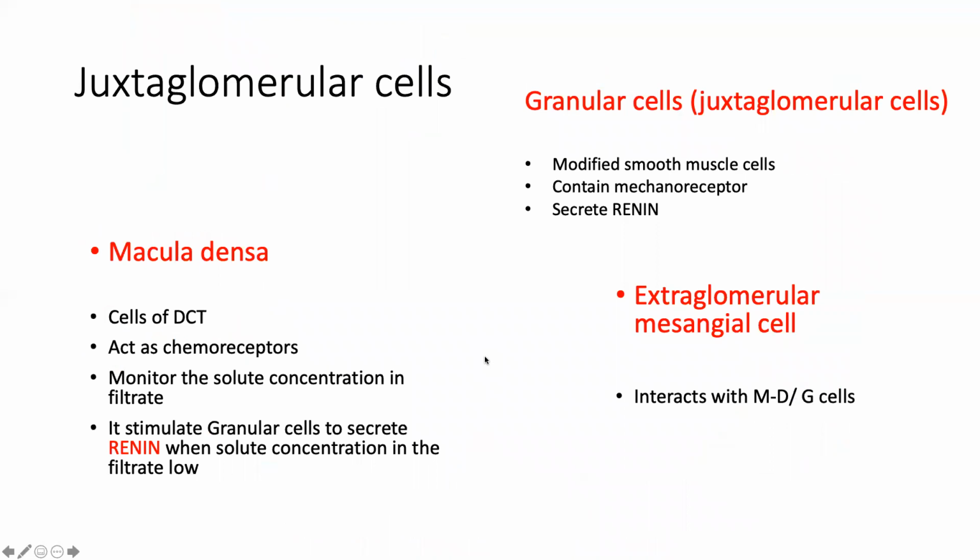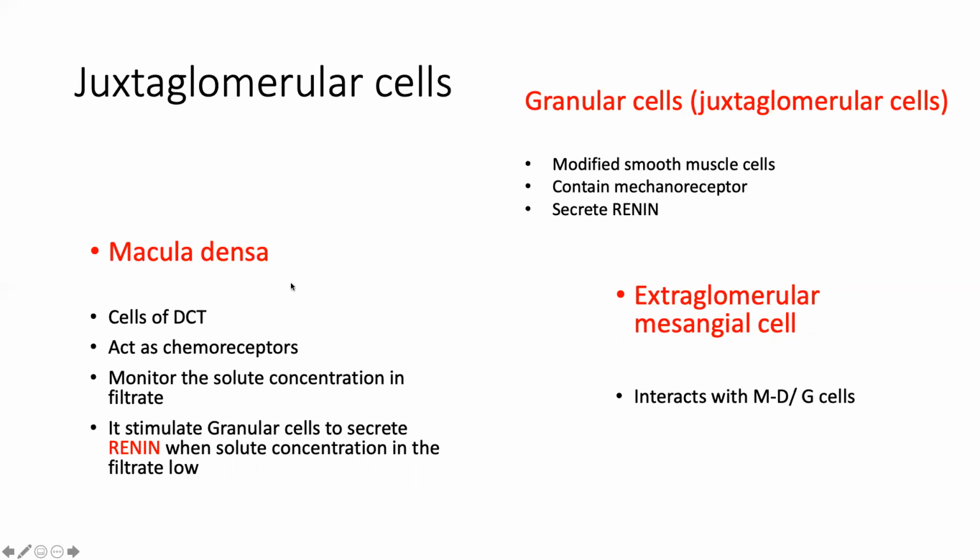Why am I talking about these? These are called juxtaglomerular cells. Juxta means close to, glomerular means glomerulus. So the cells close to the glomerulus are called juxtaglomerular cells. They are macula densa, juxtaglomerular cells, and extraglomerular mesangial cells. So I want you to concentrate here.